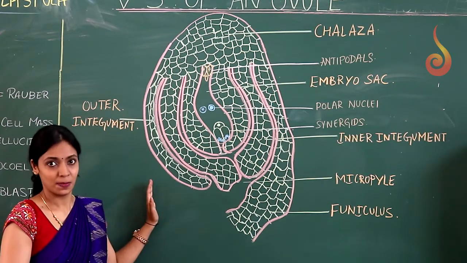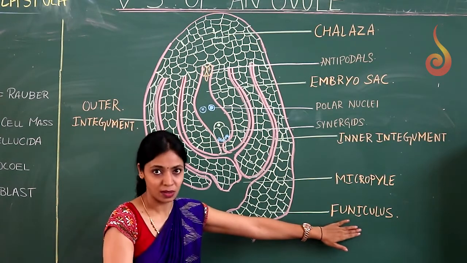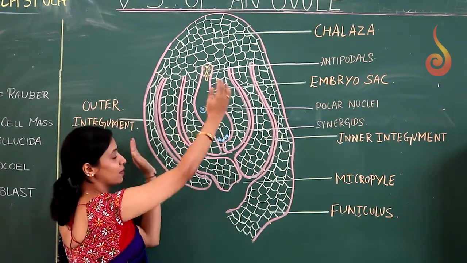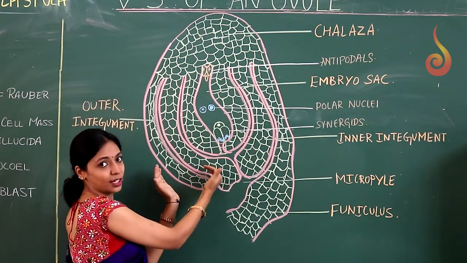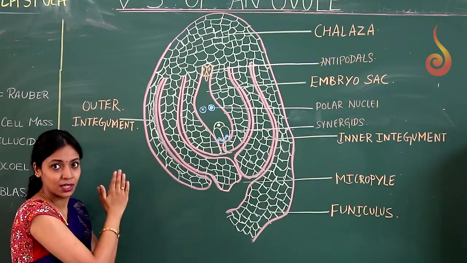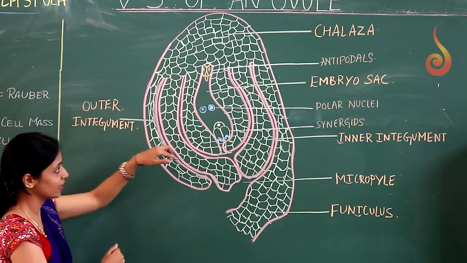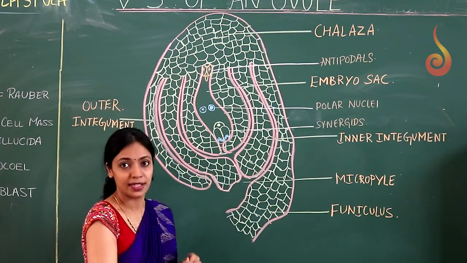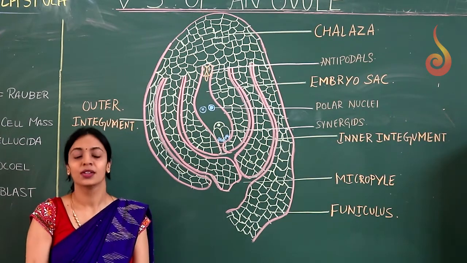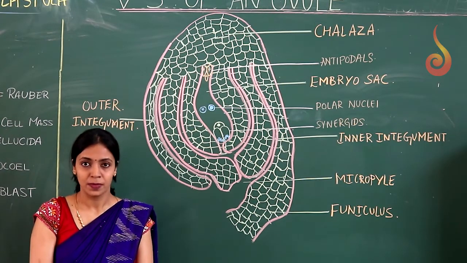The megasporangium is attached to the ovary by a stalk that is known as the funicle or the funiculus. The megasporangium is covered by two structures known as the integuments. Since there are two integuments, we name them as the outer integument, which is the one on the outside, and the one on the inside is known as the inner integument. Present inside these integuments, you have a homogeneous tissue that is known as the nucellus.